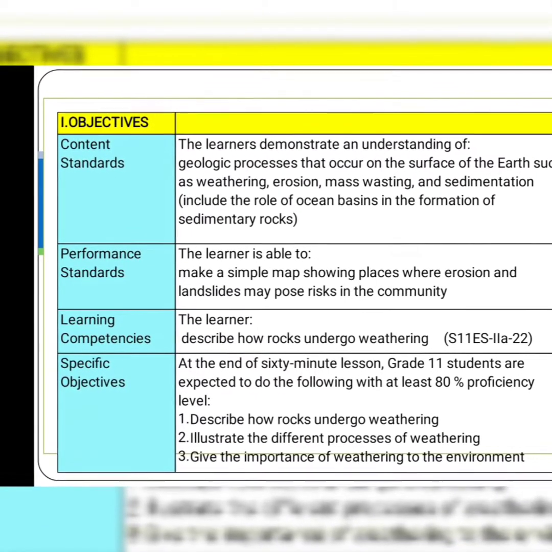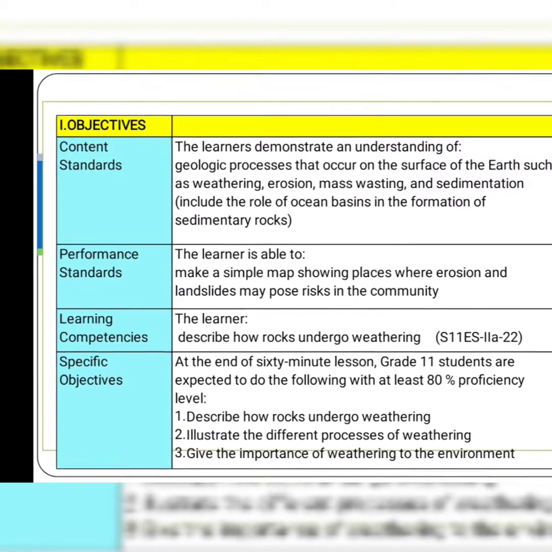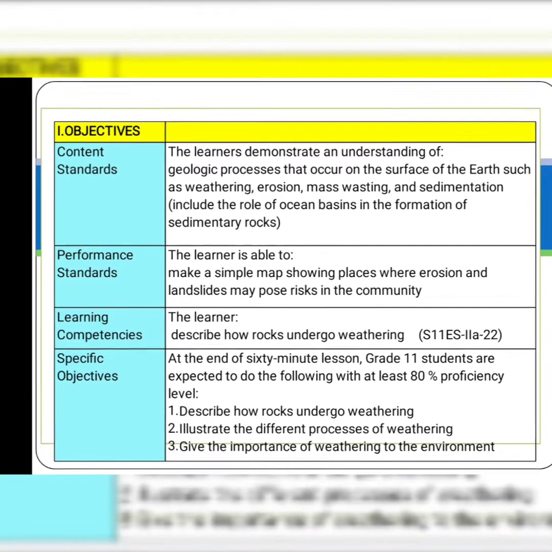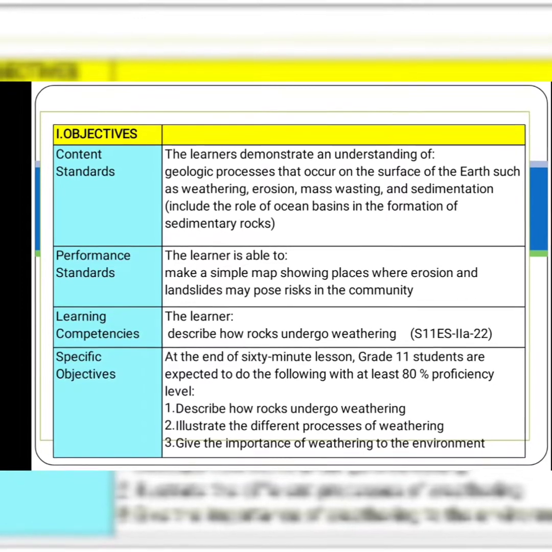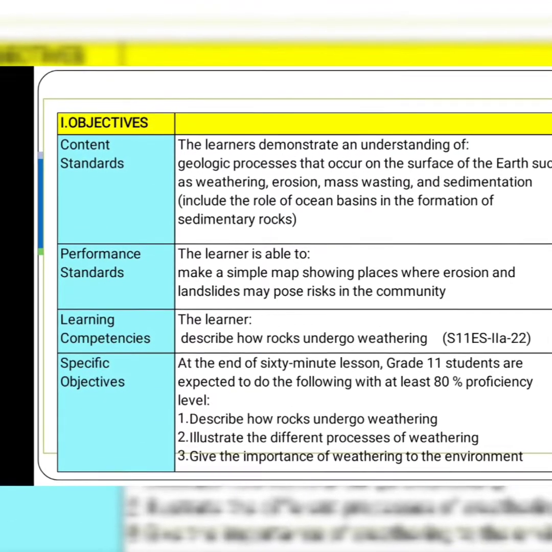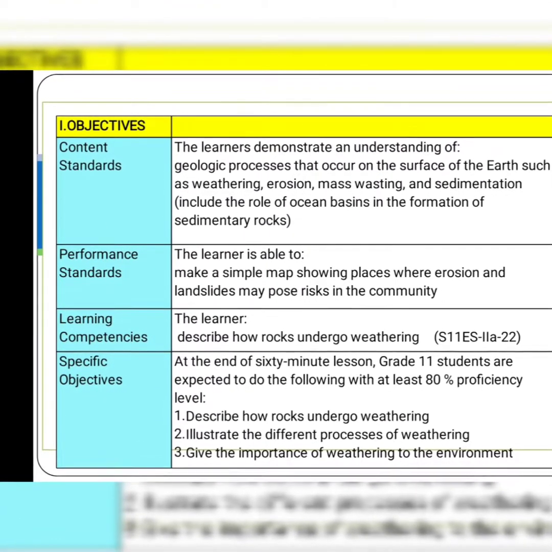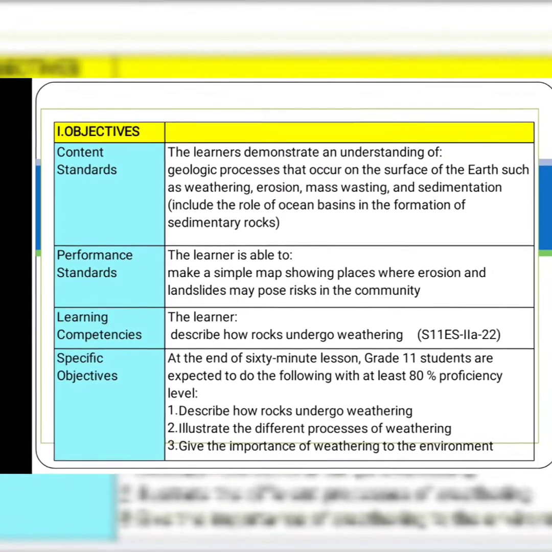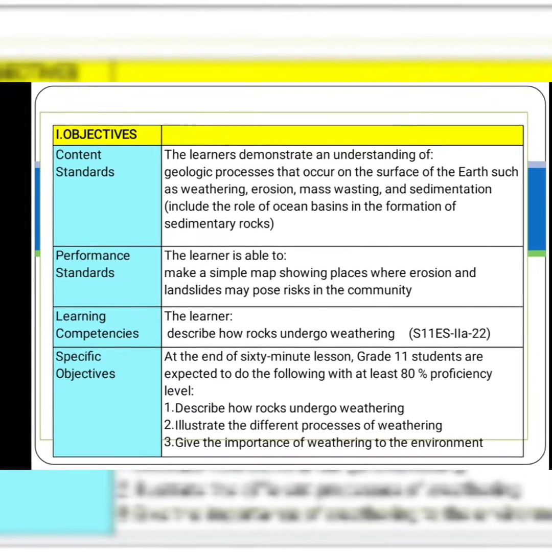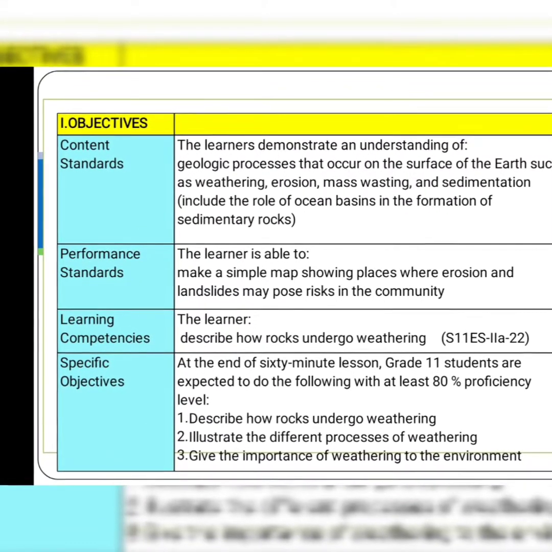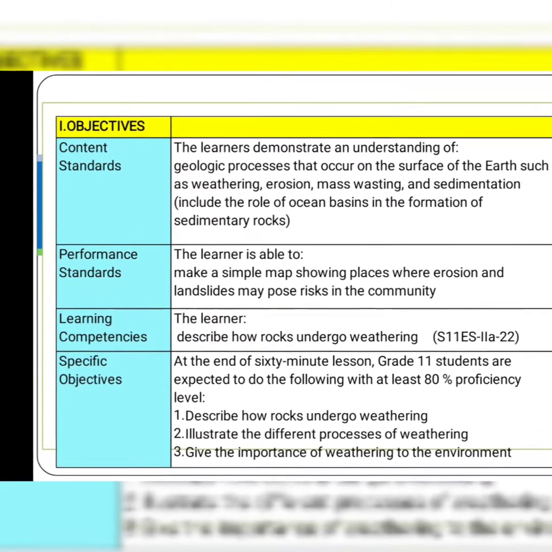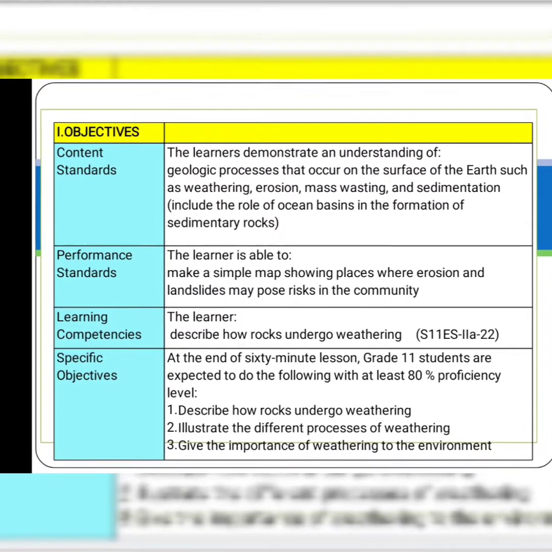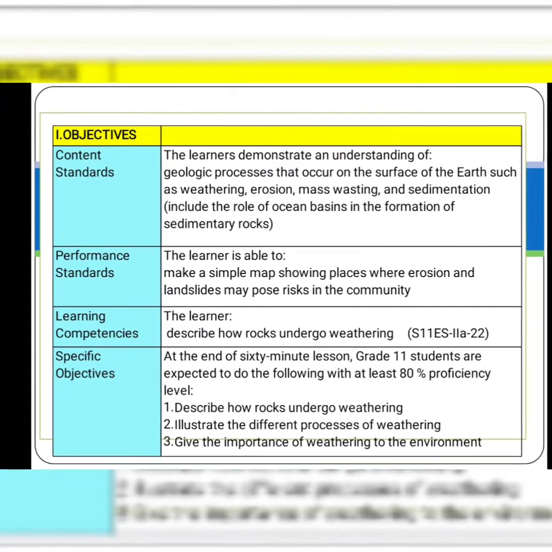Since it follows the format of DepEd, you can see in there the content standards, performance standards, and learning competencies, which are found in the curriculum guide of DepEd. Those stated there are taken from the curriculum guide, from the content standards up to the learning competencies.